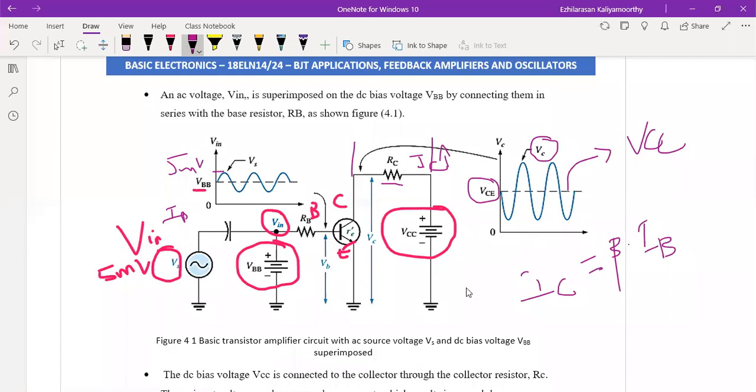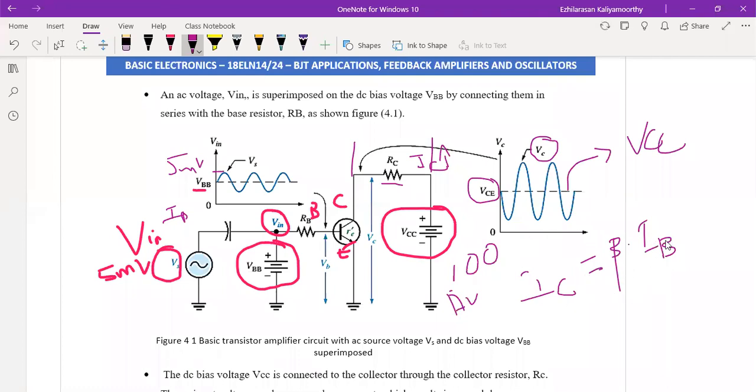You assume that normally the gain will be very, very high. For example, assume the gain is equal to 100. I'm saying it is a voltage gain, because beta is nothing but your current gain. Voltage gain means AV. Okay, this is in terms of current.